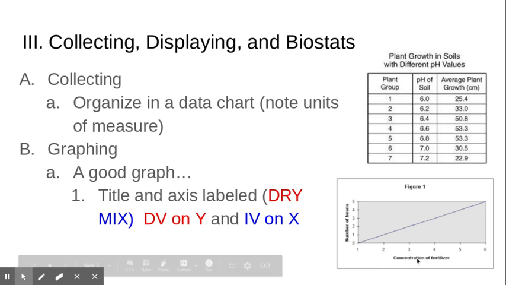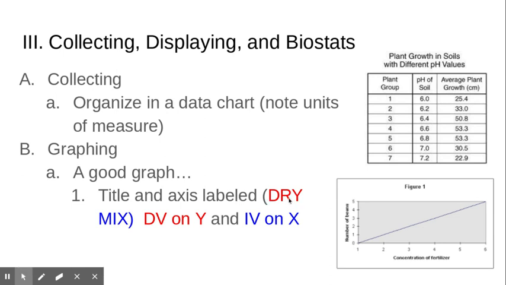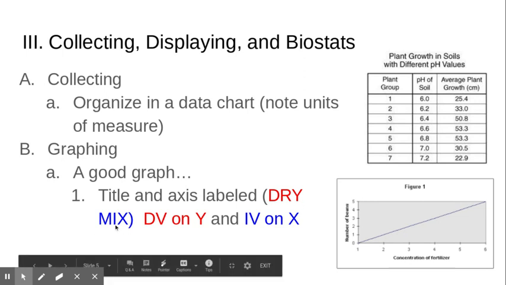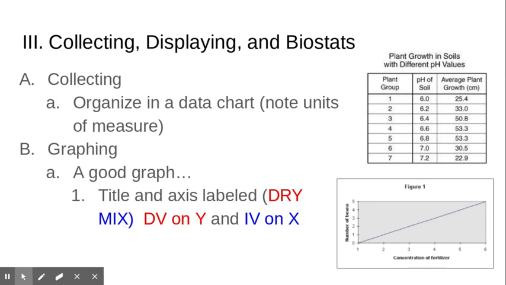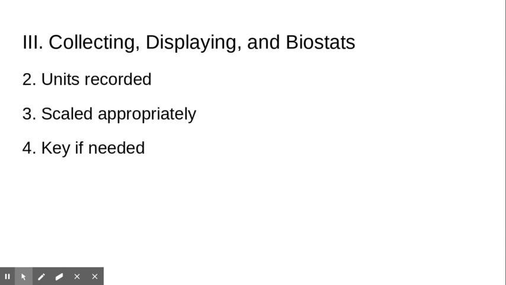And there's a fun little memory trick to help with that. If you can remember the word DRY MIX: DRY, dependent on the y-axis, and MIX, independent on the x-axis. You'll get it right every time. So a good graph always has a title and its axes labeled correctly. A good graph also has units recorded on the axes as well. It is scaled appropriately, and it has a key if necessary.